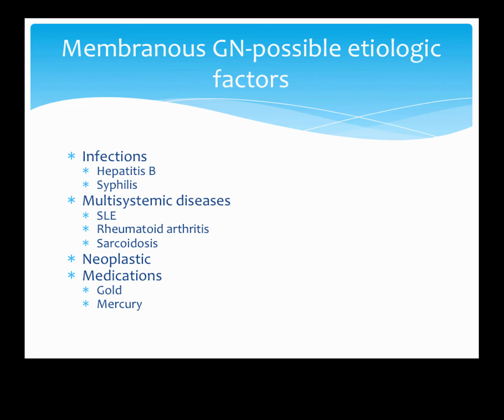As with all cases of nephrotic syndrome, a number of different disease processes have been associated with membranous glomerulonephritis, in particular hepatitis B. Multisystemic diseases, again in particular lupus, can present with membranous glomerulopathy. As I just said, many cancers will present with membranous glomerulopathy. Gold and mercury have also been described to produce membranous glomerulopathy. However, these treatments are not used very often anymore.